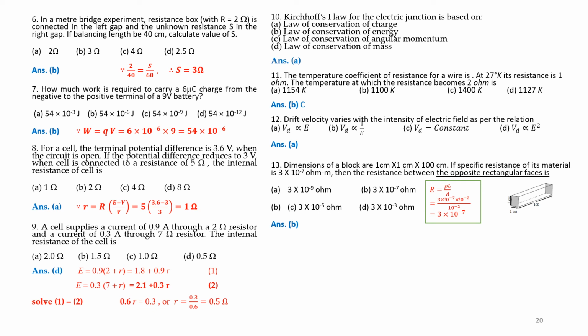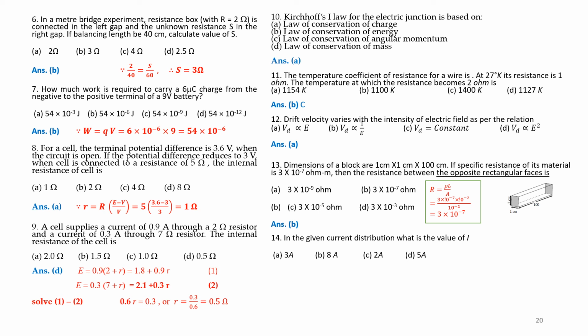R is equal to rho L by A. Here you have to take L as 100 centimeters, that is 10 to the power of minus 2 meters. And the 1 by 1 centimeter area also you have to calculate in terms of meters. So A is 1 into 1 into 10 to the power of minus 4. That gives 3 into 10 to the power of minus 7. B is the answer.